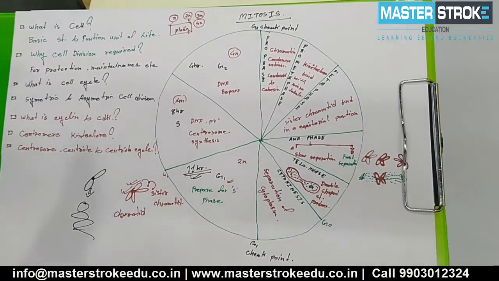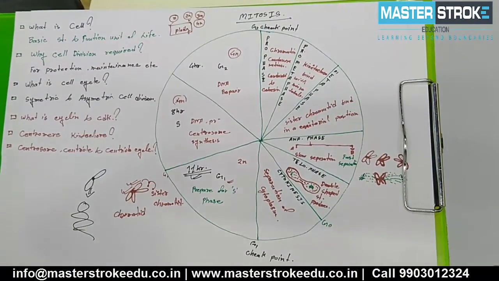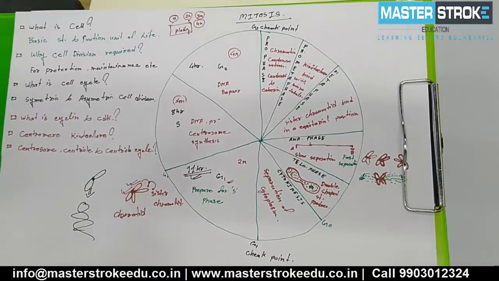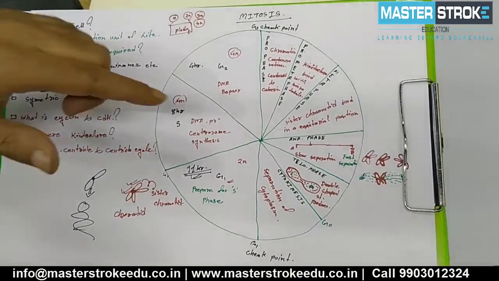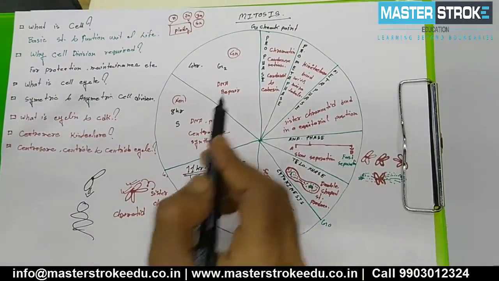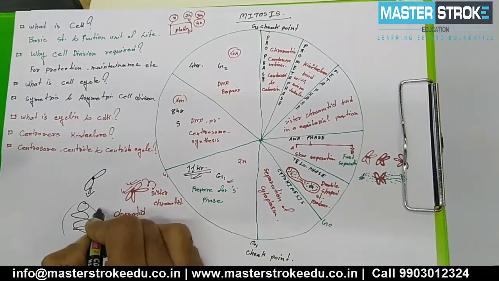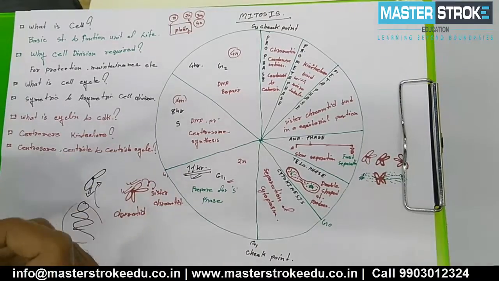At the initiation of the M phase, the first phase of the M phase is known as the prophase. The prophase is further divided into two parts: the first part of the prophase and the second part of the prophase. In the first part of the prophase, we can see chromatin condensation, meaning the relaxed DNA molecules are condensed into the chromatin form. So this is the first phase where chromatin condensation is produced.